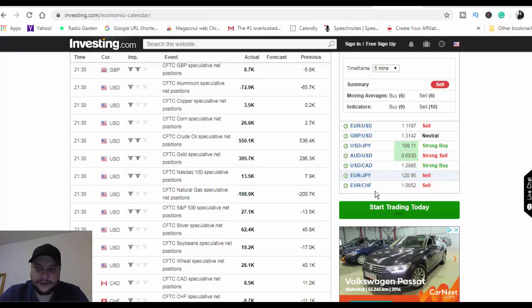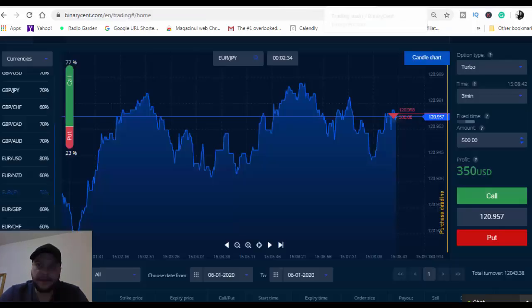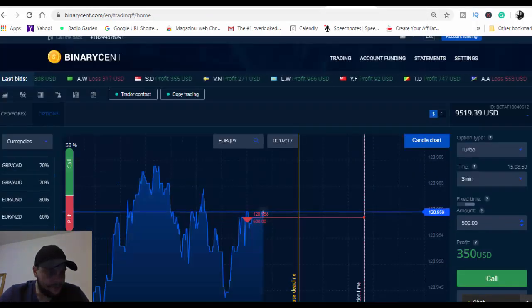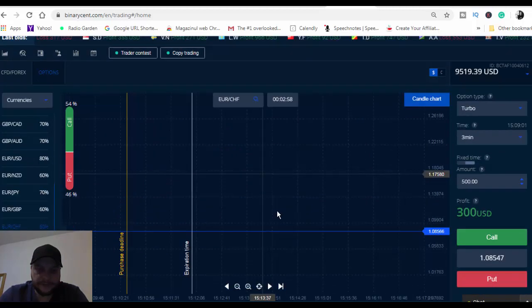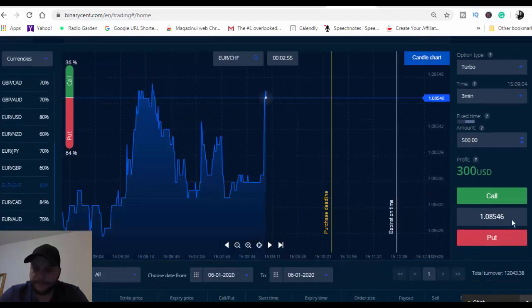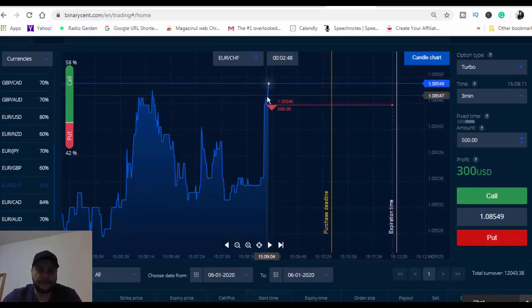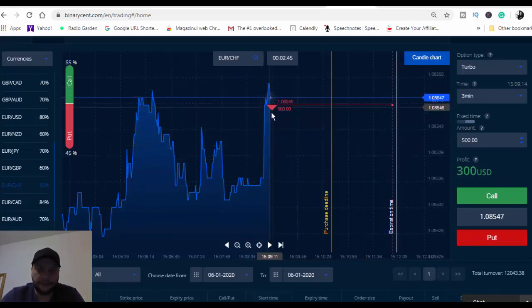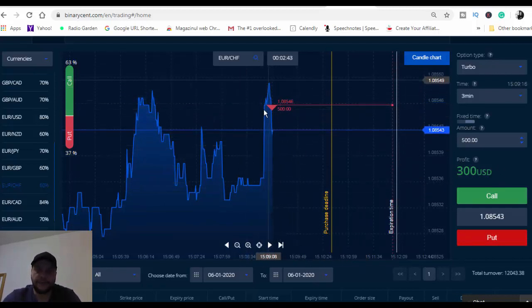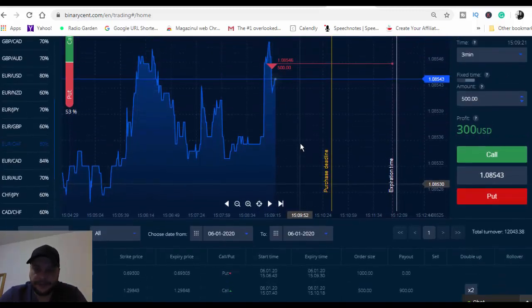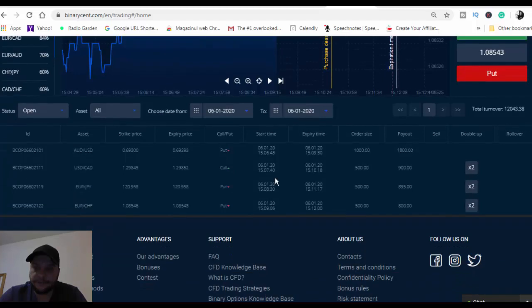And we have euro Swiss franc, it's a sell also. Let's go back. Euro Swiss franc, it's a sell also. Yes, put, because as you can see it's up here, but it will go down from here for sure, and as you can see it's down. And that's it. These are the trades for today, all in the money now.